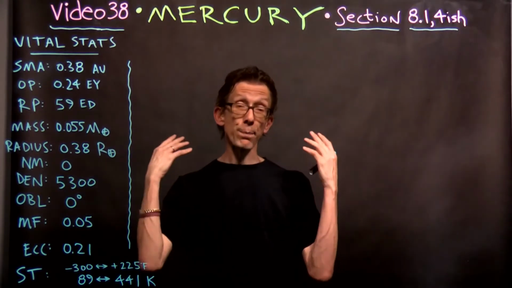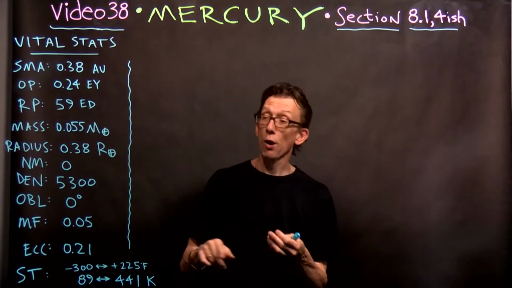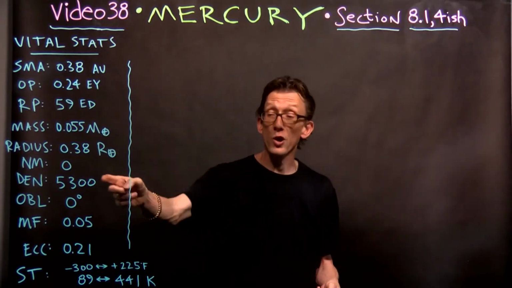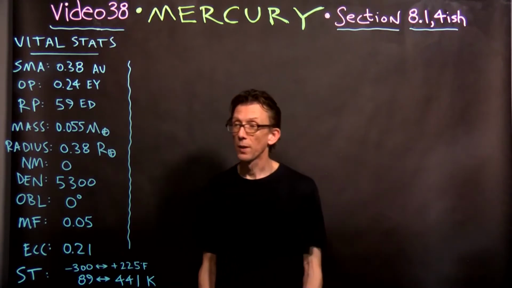As we'll see, the rocky planets, the inner planets, Mercury, Venus, Earth, and Mars, are all going to have pretty big numbers here. And then when we get out to the gas planets, that number is going to drop because we're talking about gas and not solids at that point.